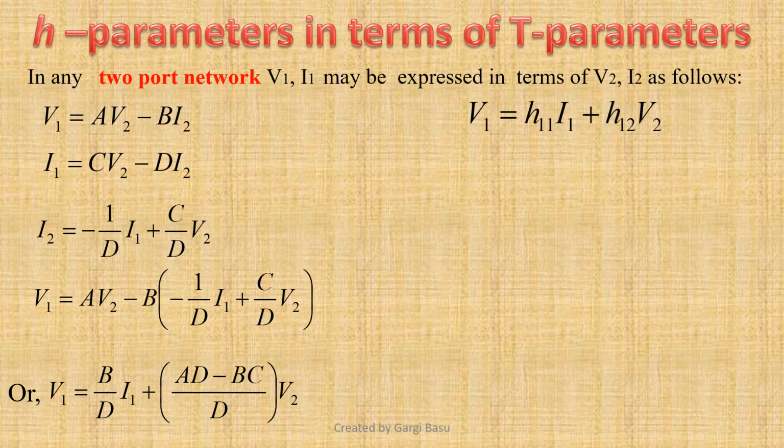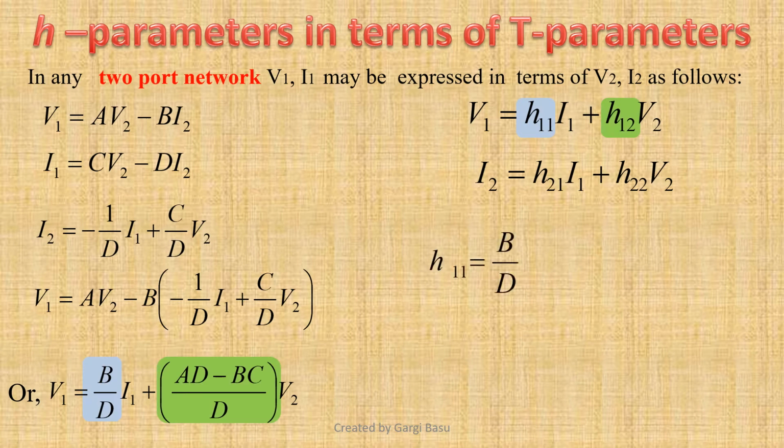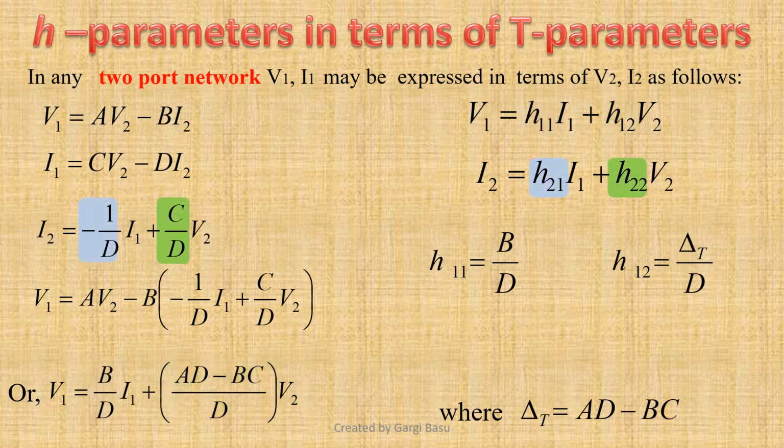When we describe a two-port network using hybrid parameters, the linear equations used are V1 equals H11 I1 plus H12 V2 and I2 equals H21 I1 plus H22 V2. Comparing the expressions of V1, we get H11 equals B by D and H12 equals delta T by D, where delta T equals AD minus BC. Comparing the expressions of I2, we get H21 equals minus 1 upon D and H22 equals C by D. Now we have expressed H parameters in terms of transmission parameters.